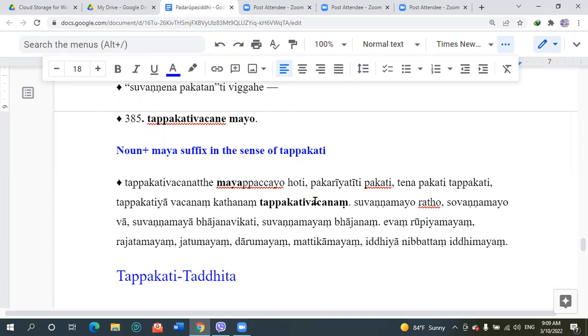Tena Pagati, Tapagati. Pagati, the Kamasadhana, Kita, Vikha. Tena Pagati, Tapagati, Samasa. So this is Tadiya, Tapagati. And the Tapagadiya Vajana Katana, Tapagadi Vajana. So what do you think? What is the Samasa? Tabudisa Samasa. From instrumental to locative, we have Tapagadiya. So which case: instrumental, dative, ablative, genitive or locative?